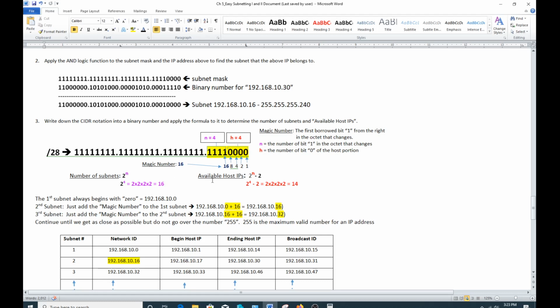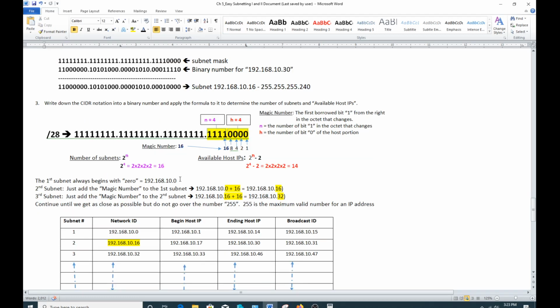Okay, and the available host IP is 2 to the h minus 2. Please know this formula by heart. 2 to the h. What is h? h is the number of 0 bits of the host portion. The host portion is right here, and there are 4 zeros, so h equals 4. So 2 to the 4 minus 2 equals 14 IP addresses available for each subnet.